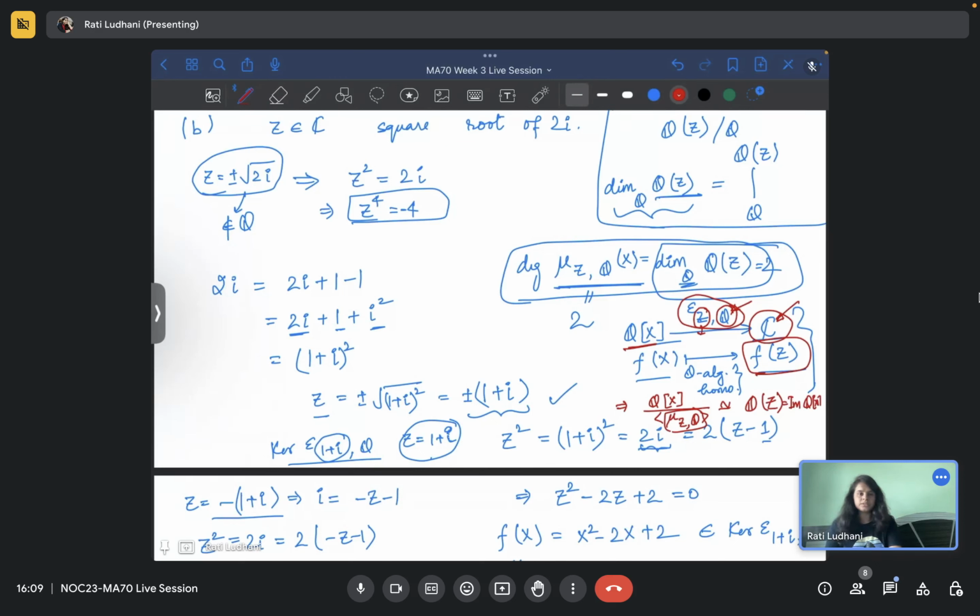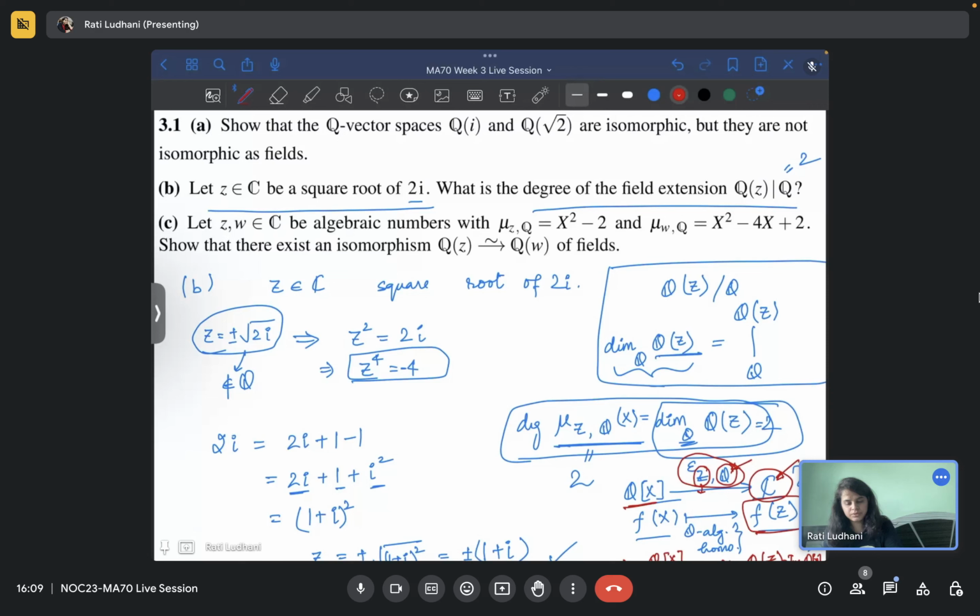Okay, is that okay now? Okay, great. So let's see the C part. z, w belong to C, algebraic numbers with the minimal polynomials equal to x squared minus 2 and x squared minus 4x plus 2. Show that there exists an isomorphism between these fields.